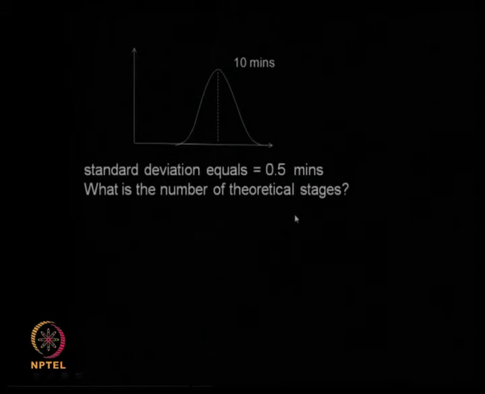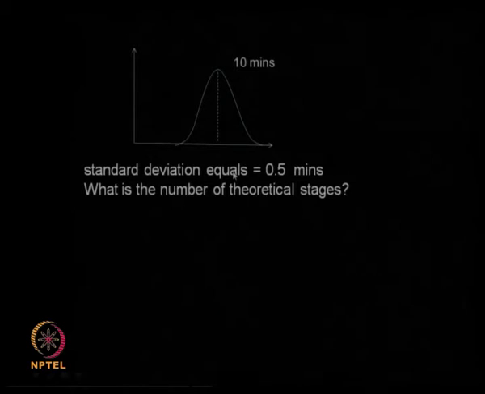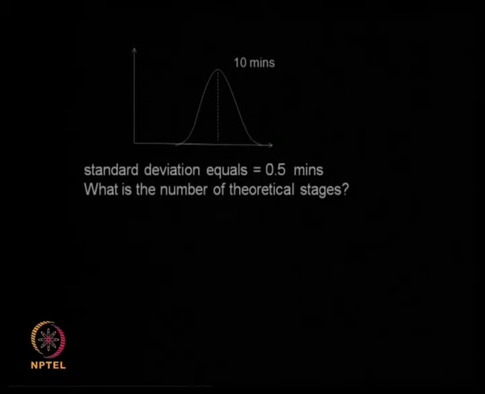Now let us look at a problem. Imagine I am injecting a solute at time equal to 0, and at the 10th minute I get this peak maximum. We will assume this to be a Gaussian distribution. So, T naught will be 10 minutes. Now, the standard deviation is 0.5 minutes. So, what is the number of theoretical stages or number of theoretical plates for that particular chromatography? Which equation do we use? We can use the equation which connects sigma with n. So, what is the equation?